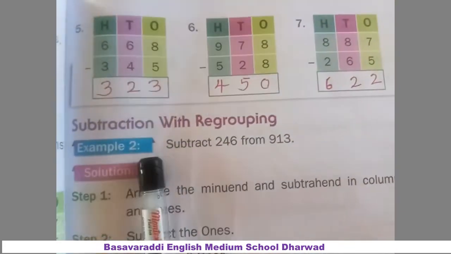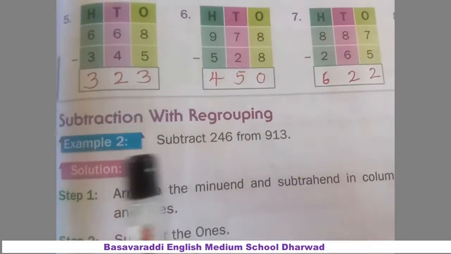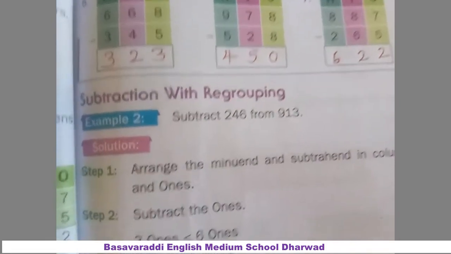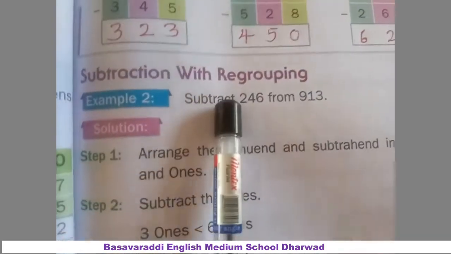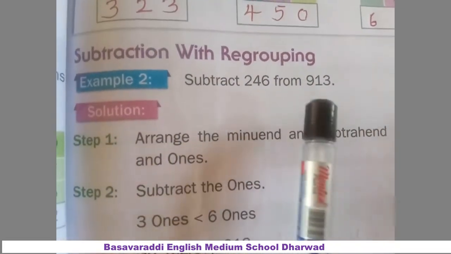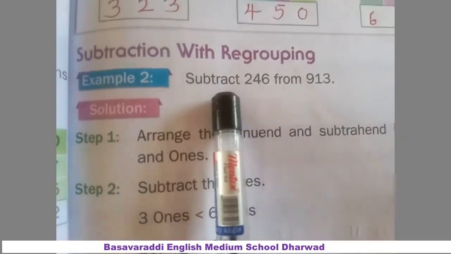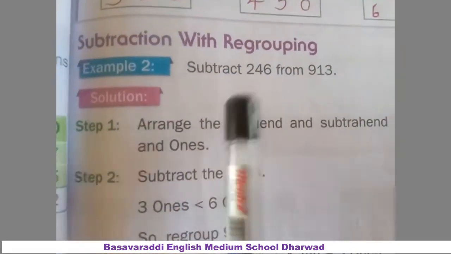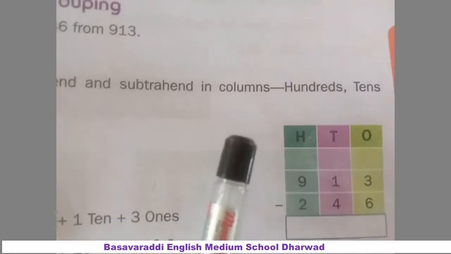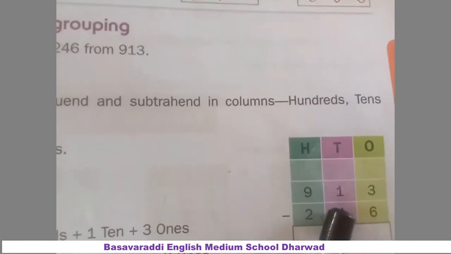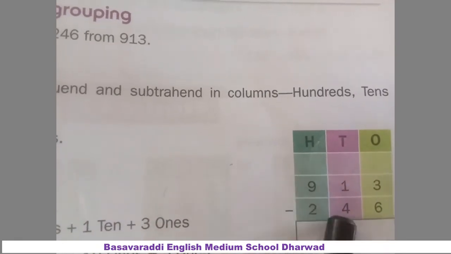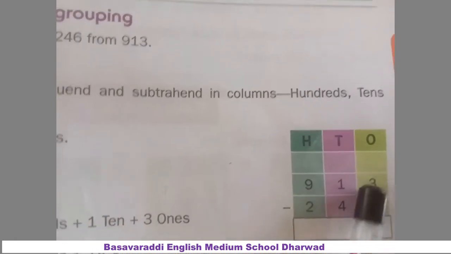Now subtraction with regrouping. With regrouping means we are borrowing from other places. The first example: subtract 246 from 913. Which is bigger? We have to write it first, vertically. 913 minus 246. The minuend is always the bigger number.